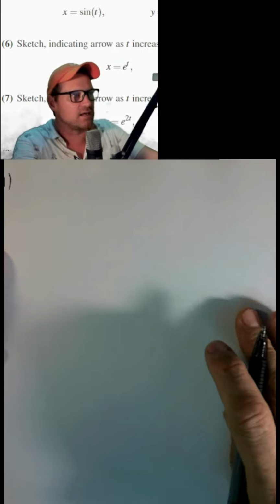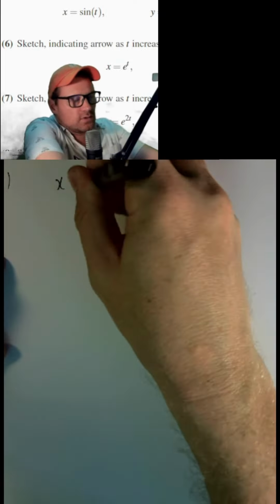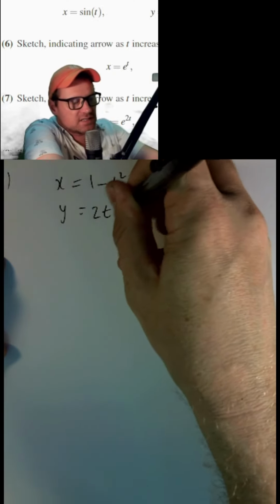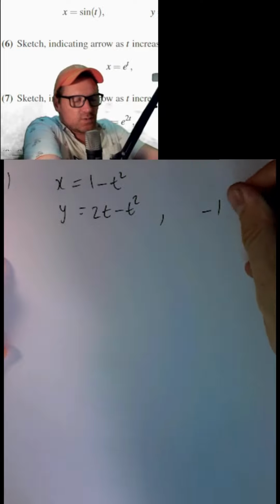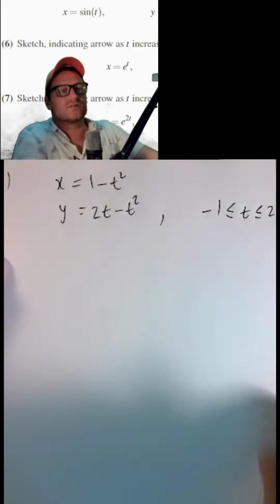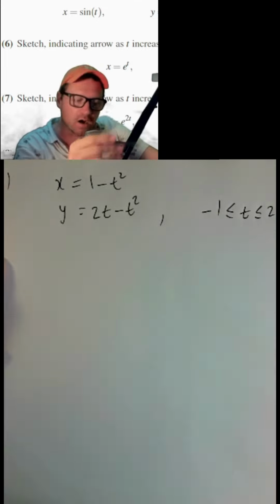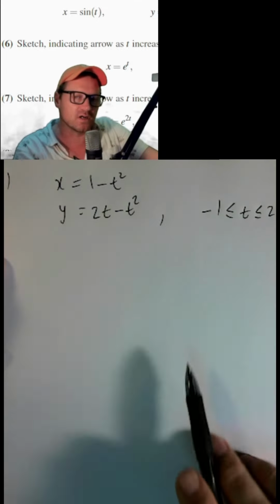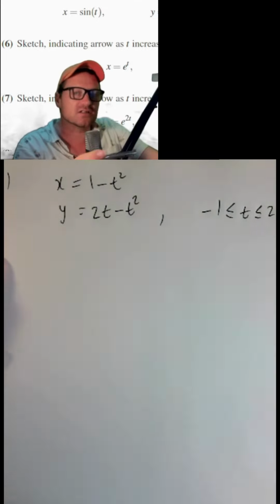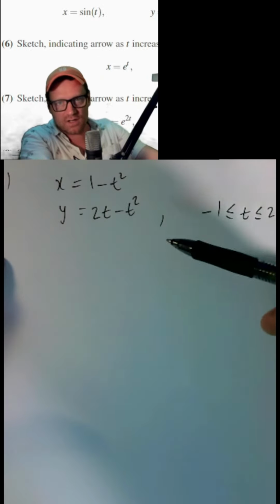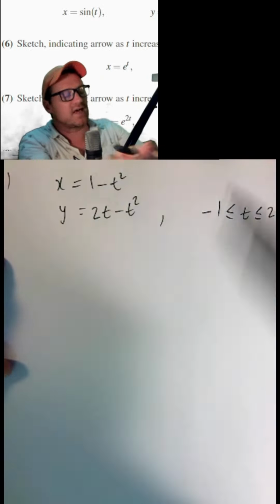Sketch, indicating with an arrow as t increases, the curve x equals 1 minus t squared, y equals 2t minus t squared, where t is between -1 and 2. So the first thing you want to do here is work out a place where you start, and that's when t is -1. Work out the place where this should finish, t is 2. Then eliminate t in the equation, find what curve, and then proceed to sketch that curve.